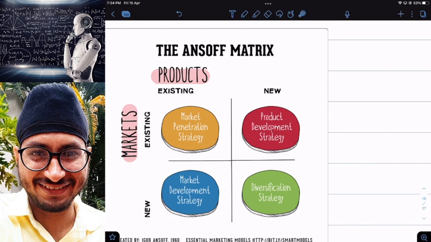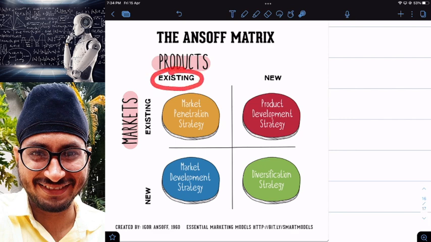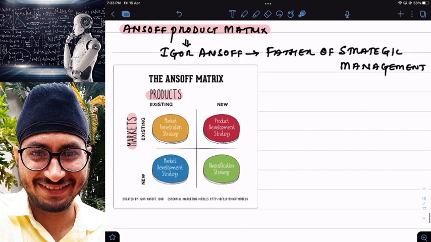Clear? Now see here. I am launching existing product in existing market. That is called what? Market penetration strategy. I am launching a new product in existing market. That is called product development strategy. I am launching existing product in new market. Market development strategy. I am launching a new product in a new market. That is called diversification strategy. How many strategies are there, sir? 4 strategies.